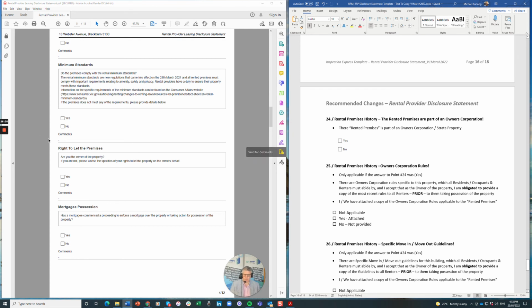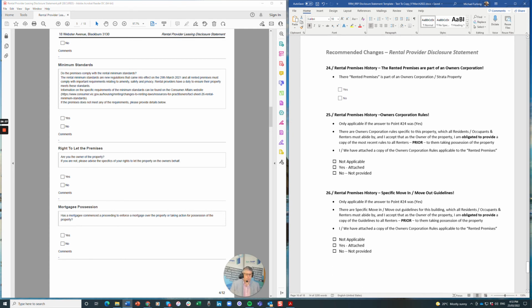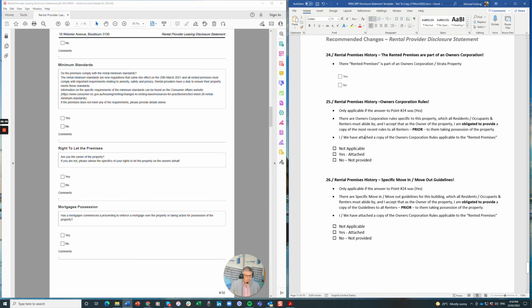25. There are rules that need to be inside of here, only applicable if the point 24 was yes. Rules, we have attached a copy of the owner's corporation rules, either not applicable, yes, attached, no, not provided. And then specific move in, move out rules. So 24, 25, 26, again, they're not on this one, but they need to be added into there as well.